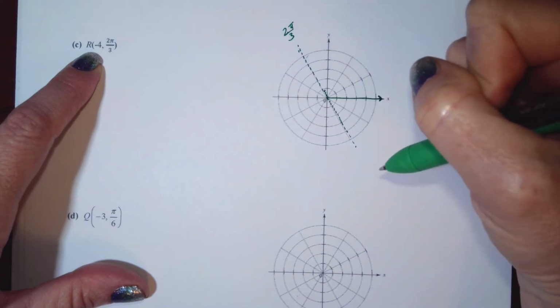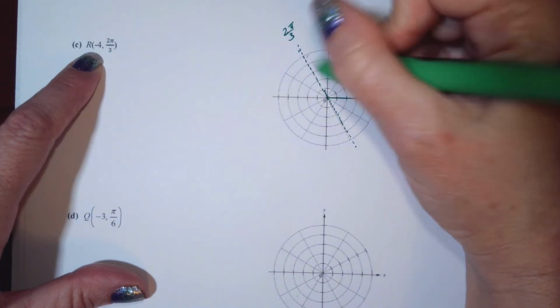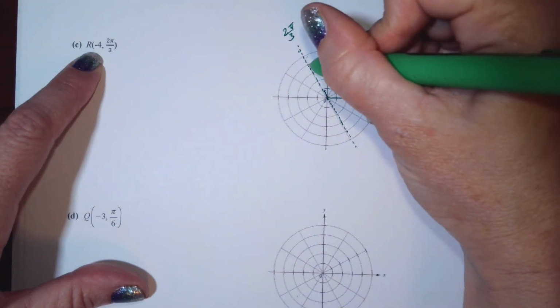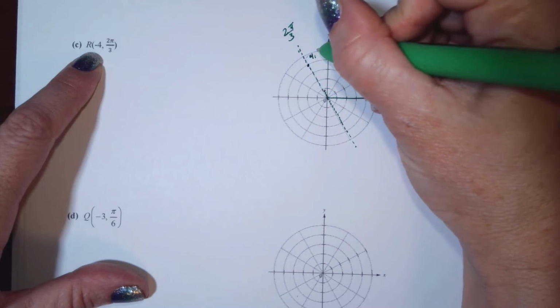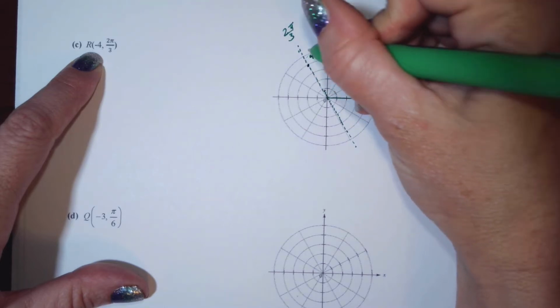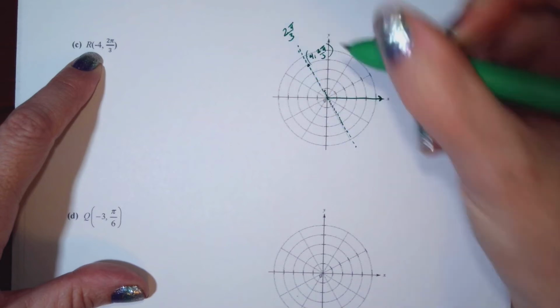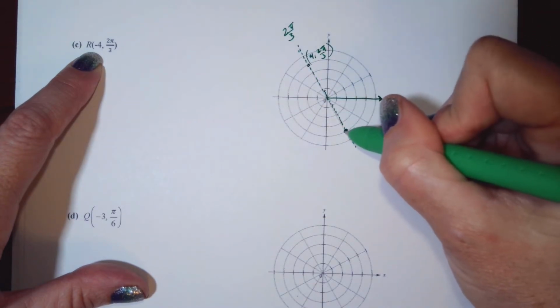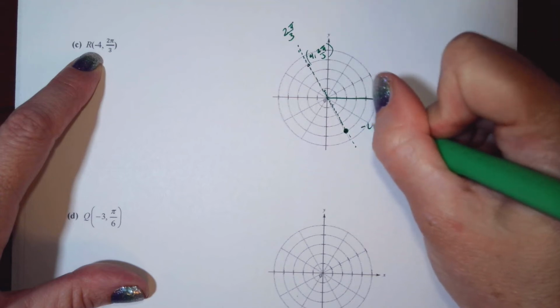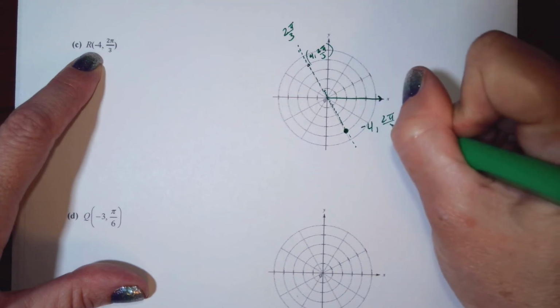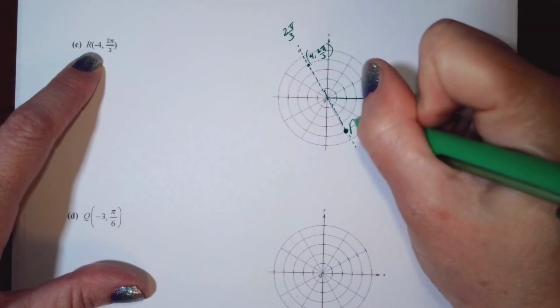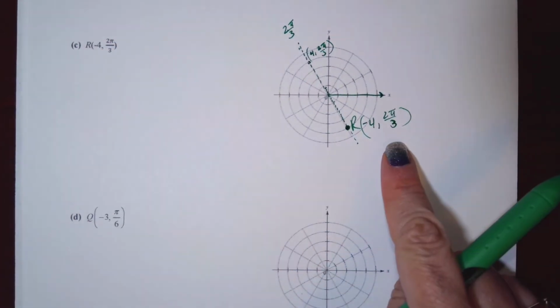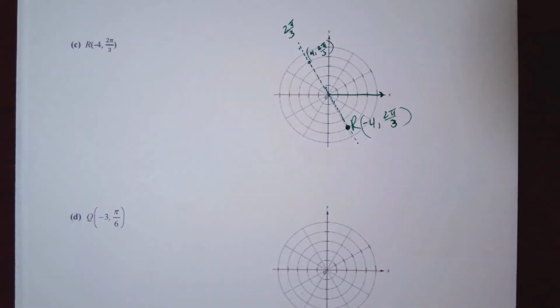That's my negative direction. This would be 1, 2, 3, 4, +4 at 2 pi thirds, which was not what I was asked for. 1, 2, 3, 4. This is -4 at 2 pi thirds, which is what I was asked for. Point R. You're going to notice this down here in the 4th quadrant instead of the 2nd quadrant. So we found the location for R.